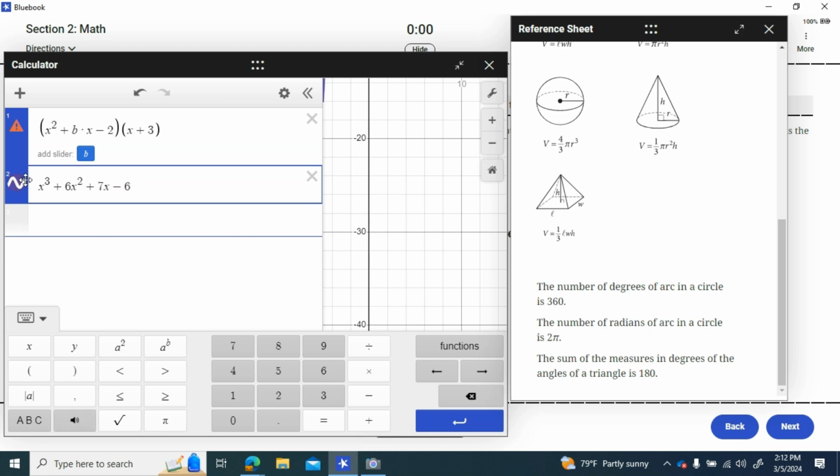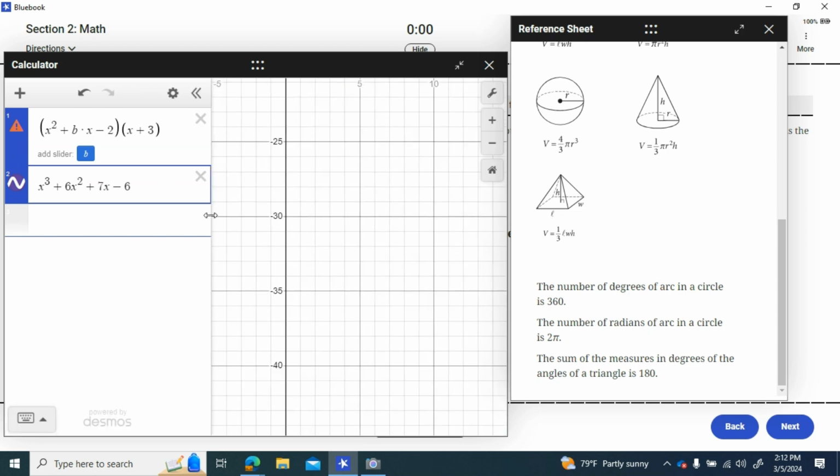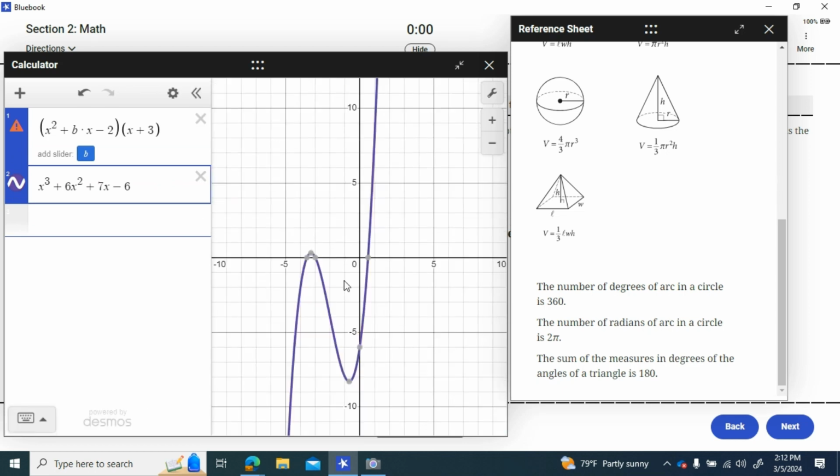From right here, we can back solve this question. We can look on the graph. I should have a purple graph here. I'm going to go home, and there it is, there's my purple graph. I don't have a graph for this one. I have an error code because it says you have too many variables. It's not going to graph it with a b. So I would need to back solve.